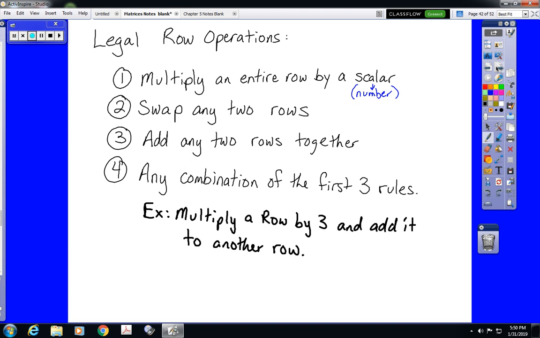two rows together. Now that is a little bit less obvious, but if you think about it, when you've used elimination in the past to solve a system of equations, what are you doing? You're adding the equations together. So there's no reason why you can't add two rows together. Now the fourth rule technically is just a combination of the other three. You are allowed to do any combination of the first three rules. In other words, you could multiply a row by 3 and then add it to another row. That would be a combination of rules 1 and 2.